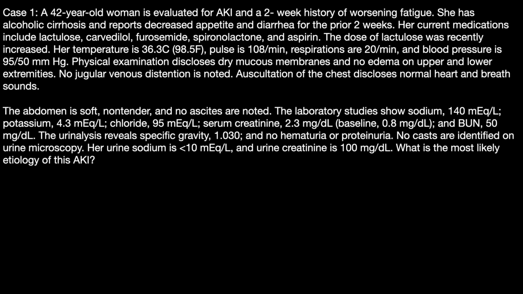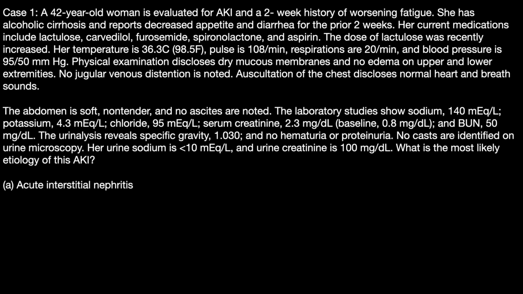Creatinine is 2.3, and the baseline was 0.8. The urea nitrogen is 50. The urine analysis reveals specific gravity of 1.03 and no hematuria or proteinuria. No casts are identified on urine microscopy, and the urine sodium is less than 10 and the urine creatinine is 100. So based on this, what do you think is the most likely etiology of this AKI?